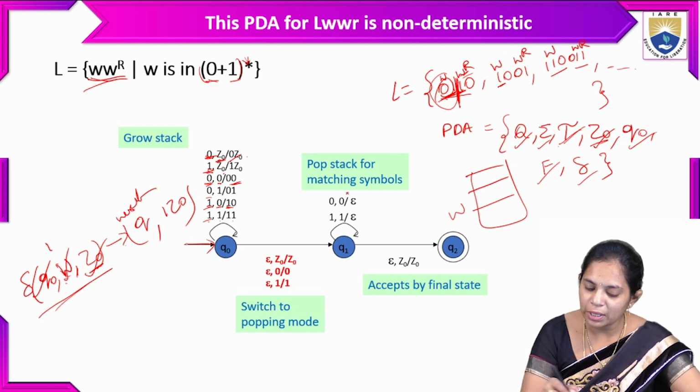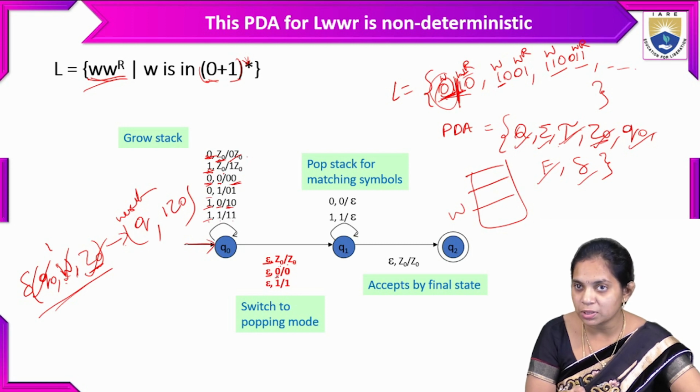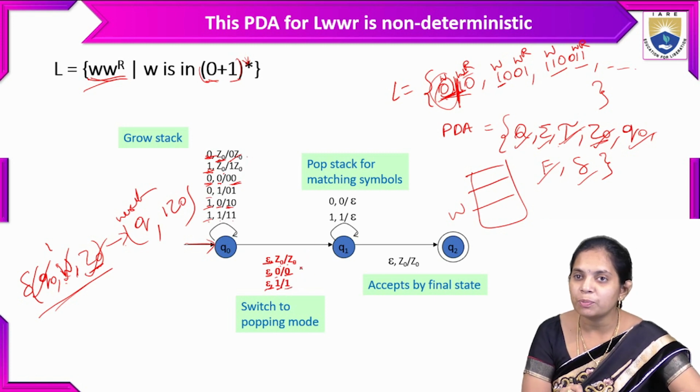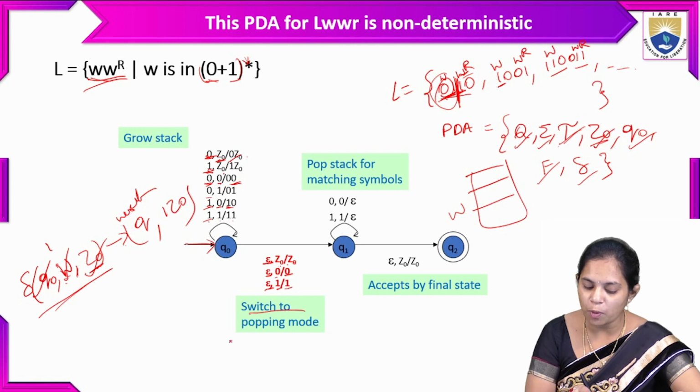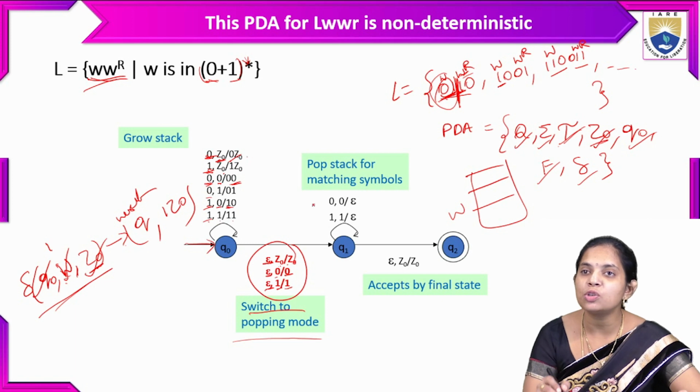Here, in between, one thing is there. Whenever the string is empty and Z0 is there, we do nothing. And here also, epsilon input with 0 on top of the stack, we do nothing. And with epsilon and 1 as the top of the stack symbol, we do nothing. So no operation is performed here; that is nothing but switching to pop mode. After this operation we need to switch to the pop mode.